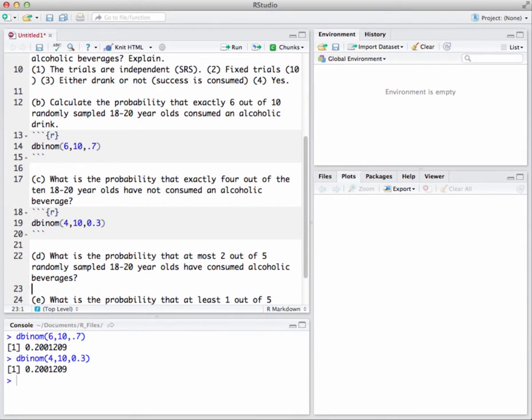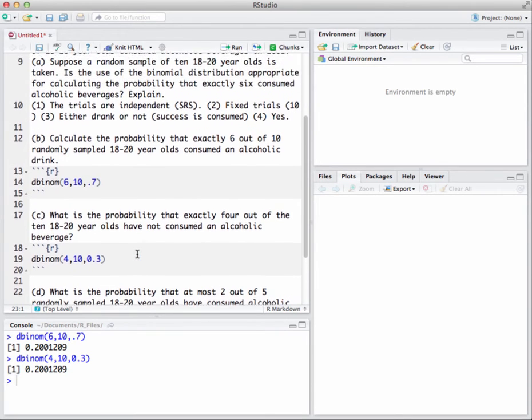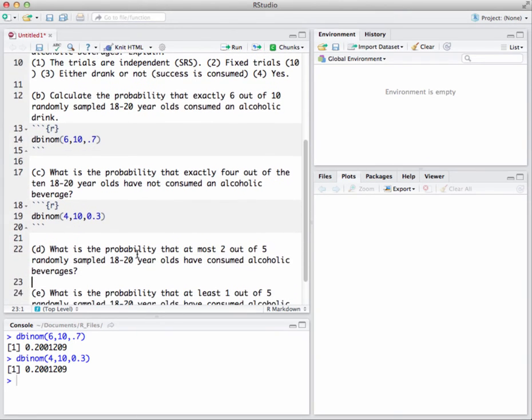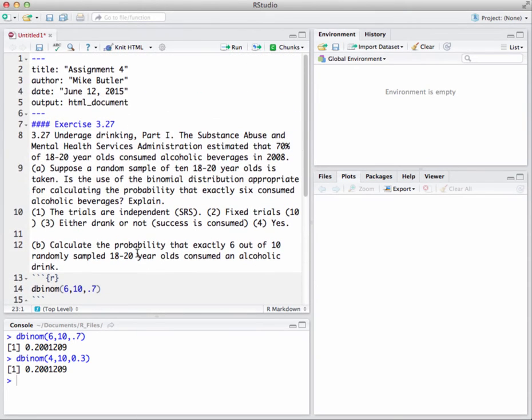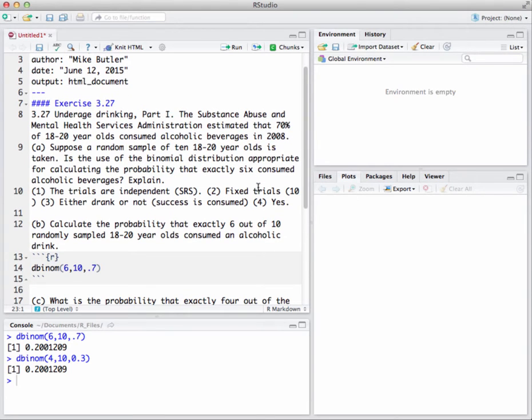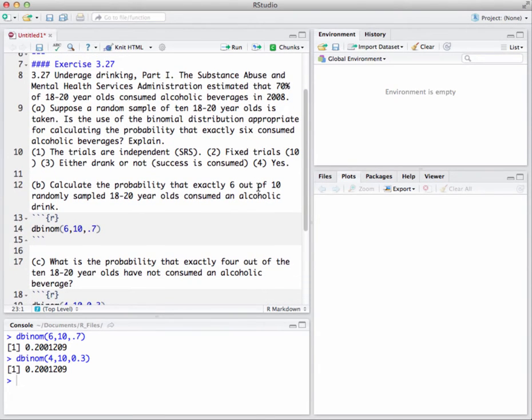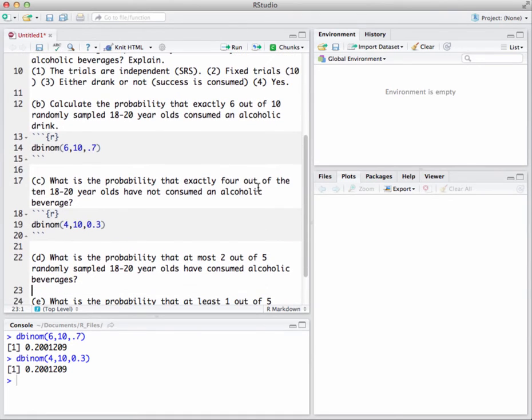So what is the probability that at most 2 out of 5 randomly sampled 18 to 20-year-olds have consumed alcoholic beverages? Now we have to be careful because they changed it on us. They changed the game on us, and they said, this time, let me scroll back up here, at most 2 out of 5 randomly sampled 18 to 20-year-olds. So before it was 10, and now they've changed the n on us to 5.